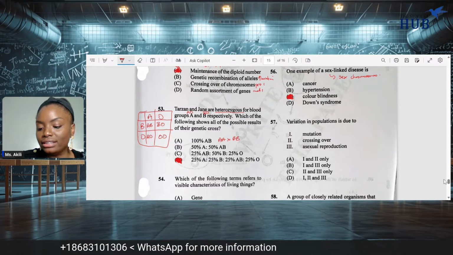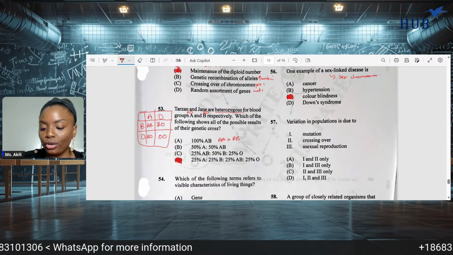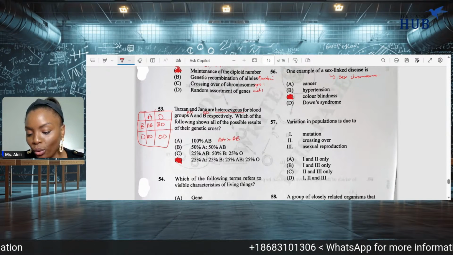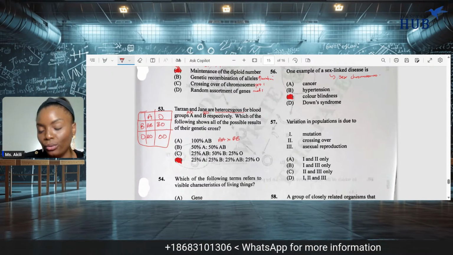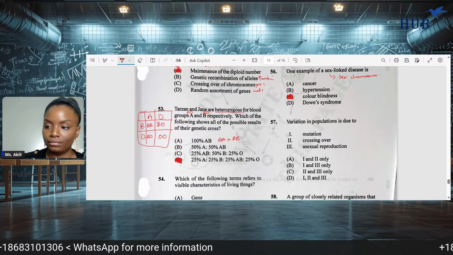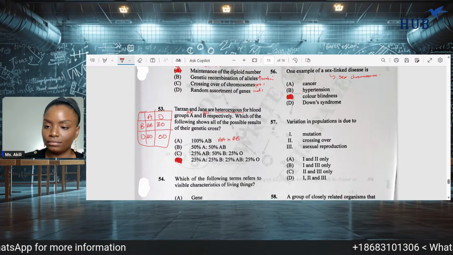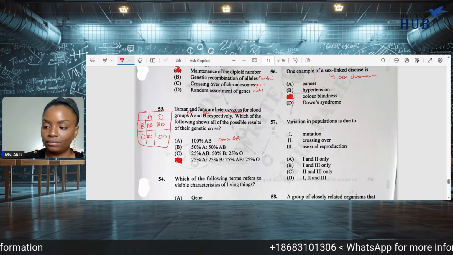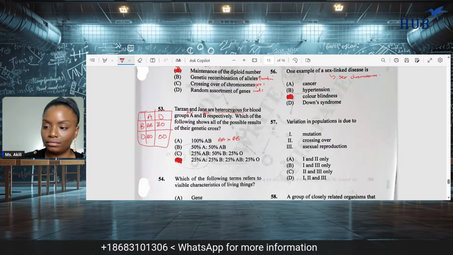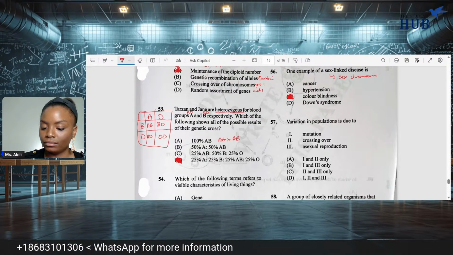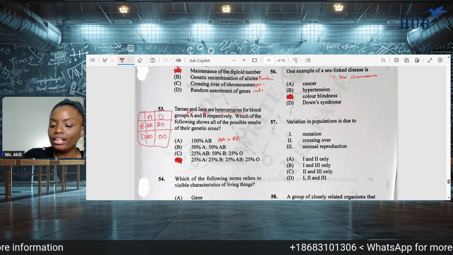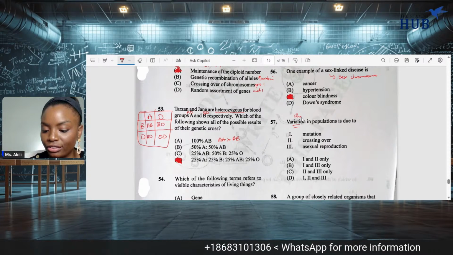57. Variation in populations is due to, is it mutation, crossing over, or asexual reproduction? We have 1, 2, and 3. Is it 1 and 2 only, 1 and 3 only, 2 and 3 only, or 1, 2, and 3? So variation means changes, right?